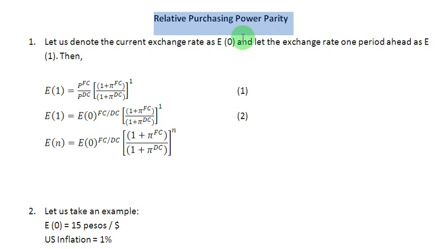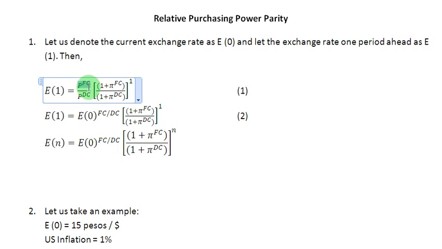To start with, let us denote the current exchange rate as E0 and let the exchange rate one period ahead be E1, and then we can find out the estimate for the expected exchange rate one period ahead by using this equation, where on the left hand side we have the expected exchange rate one period ahead, and on the right hand side we have a product between two items.